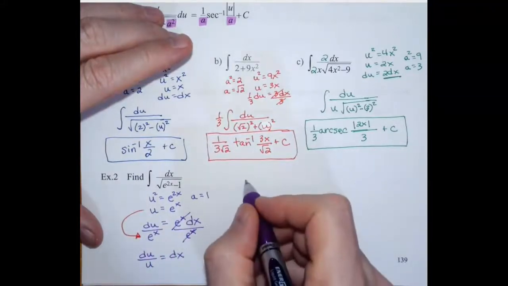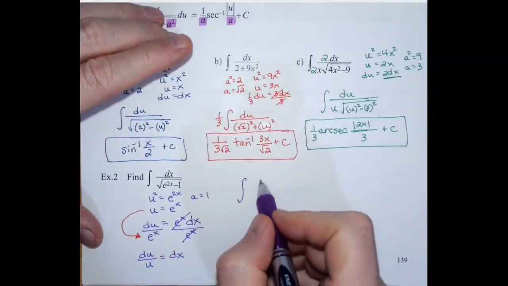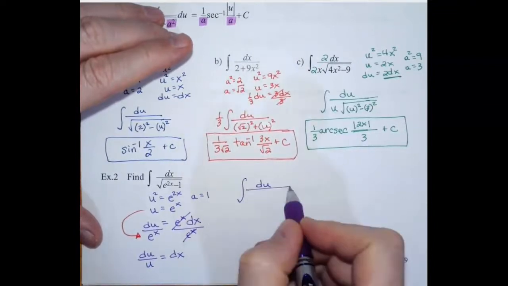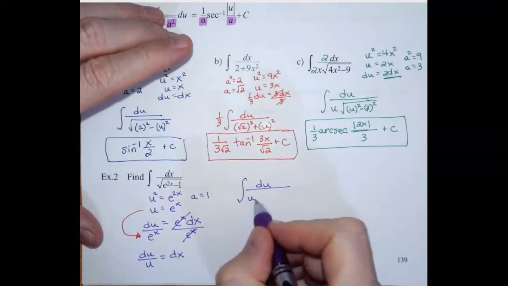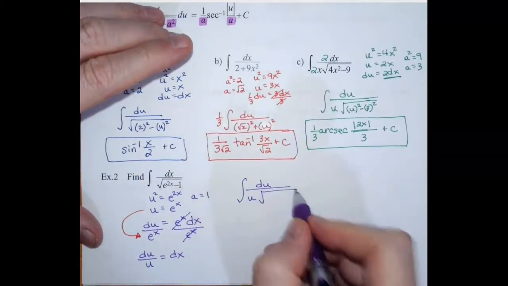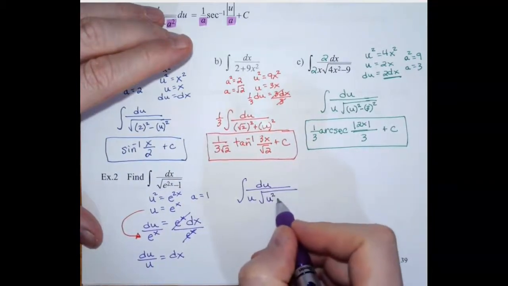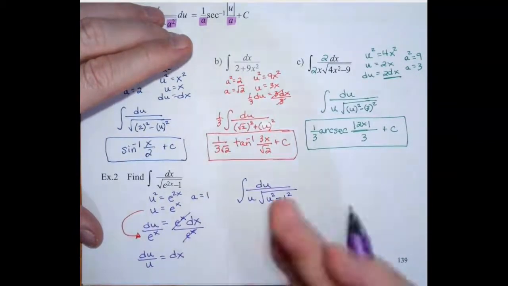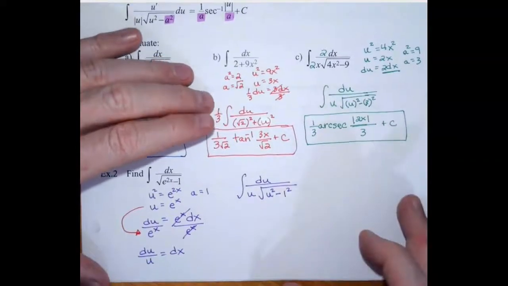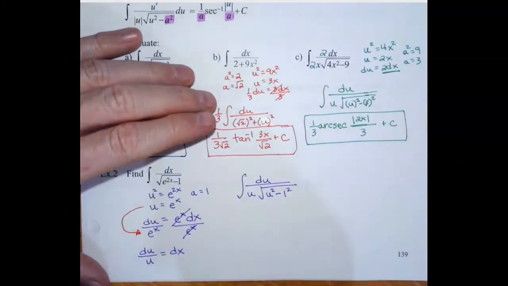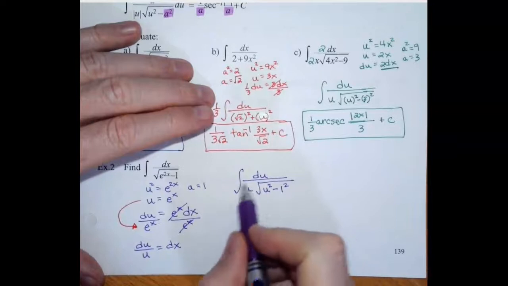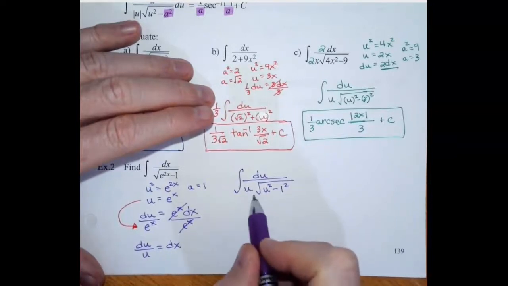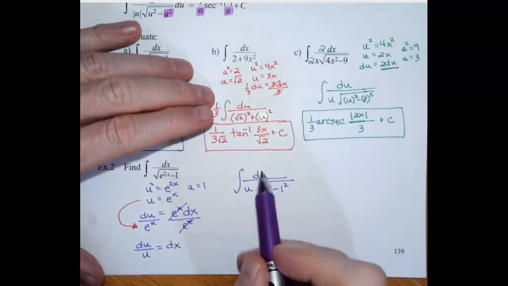Okay, so now, if we rewrite this, that dx is going to become du over u, and this is going to be u squared minus 1 squared, which is just 1. Now I'm going to still fill in the pattern even though a equals 1, just so that we're trying to memorize that pattern. So hopefully this kind of clues you in that we're dealing with secant.